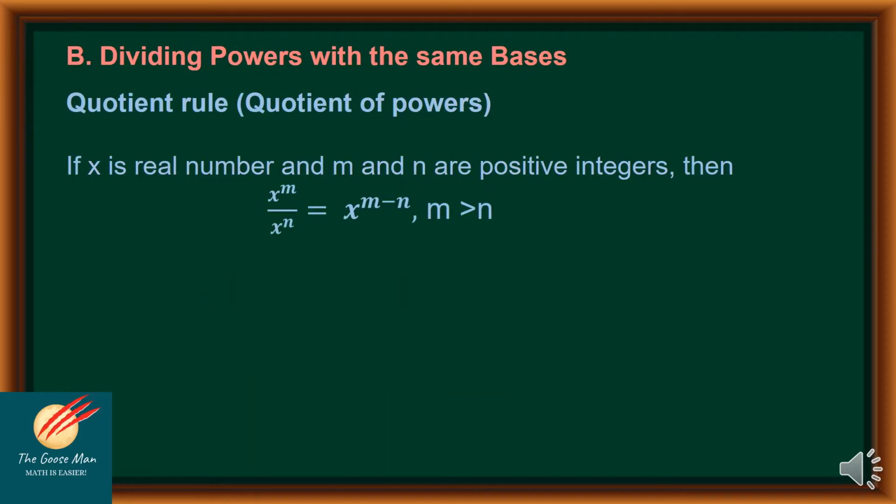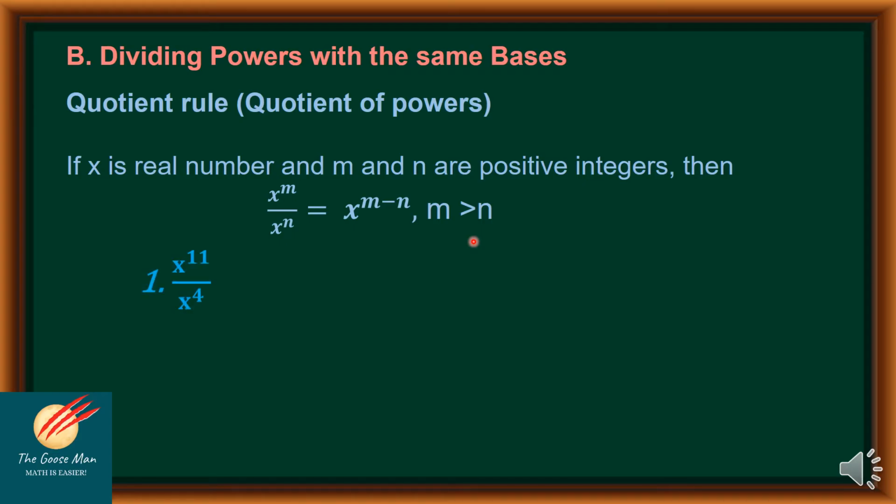So let's move on now to the quotient rule. If x is a real number and m and n are positive integers, then we have the expression x raised to m divided by x raised to n is equal to x raised to m minus n, provided that m is greater than n.